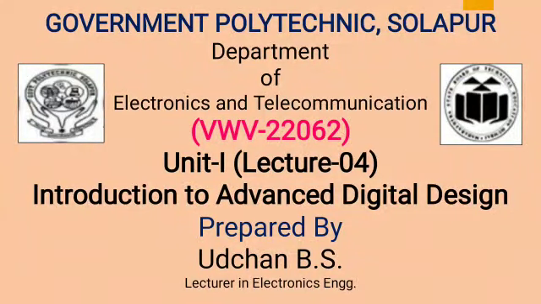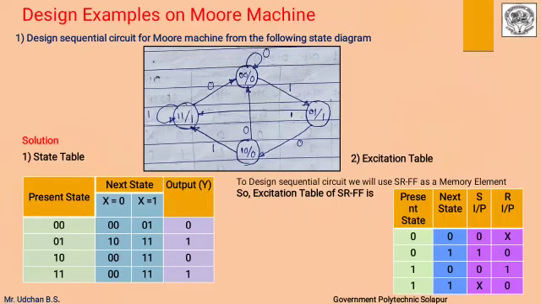Welcome all. In the last lecture we have seen how to design the sequential circuit for Mealy machine from the given state diagram. Today we will see how to design the sequential circuit for Moore machine from the given state diagram. This is our first question. Here the state diagram is given for Moore machine.